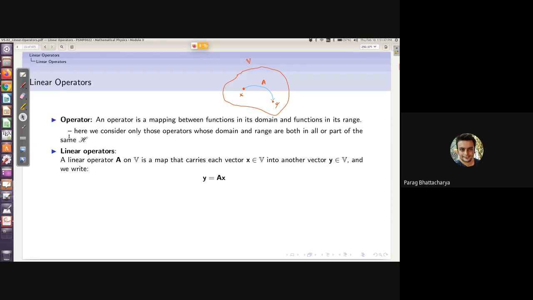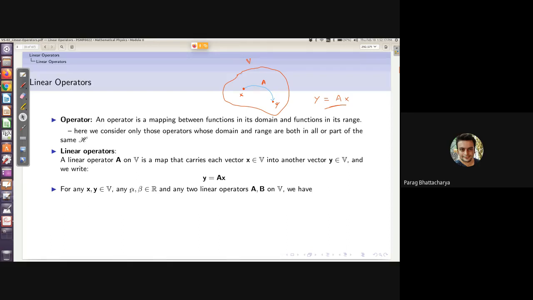Because I'm getting y from x, how do you get y? We get y when you apply A on x. So we write it like this: A is an operator, A operates on a vector x and it gives a vector y. And both y and x lie in the same Hilbert space, in the same vector space.